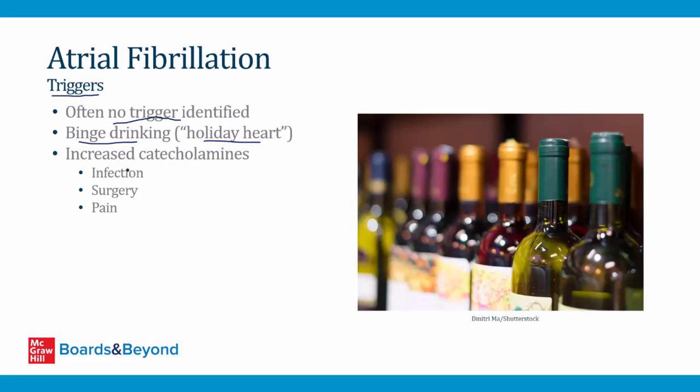You should also know that anytime catecholamine levels get very high, this can trigger AFib. This usually happens in the hospital, but patients who are hospitalized with severe infections like sepsis, or patients who've just had surgery, or patients who are in severe pain, all of these things raise the catecholamine levels, and that can trigger AFib. And that's why you'll see a lot of AFib among hospitalized patients. It's all related to these high catecholamine levels.